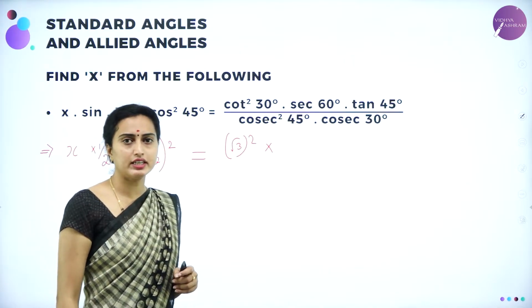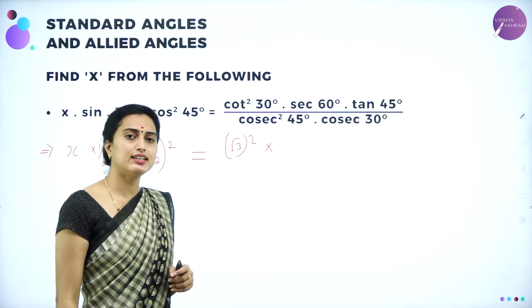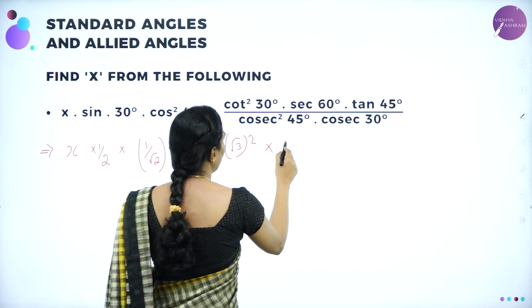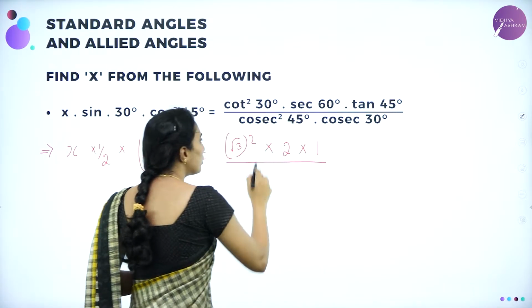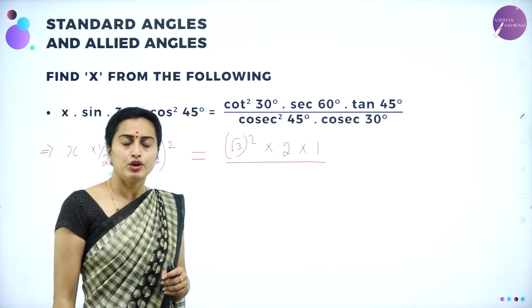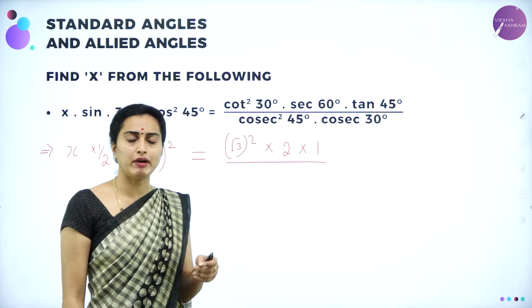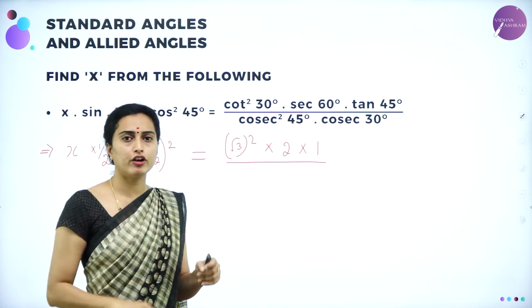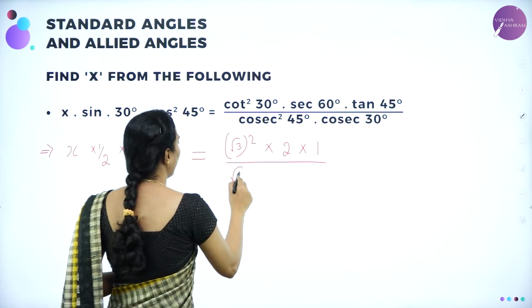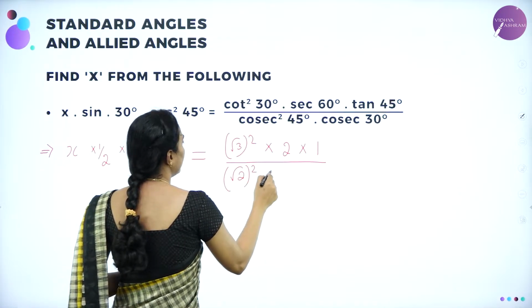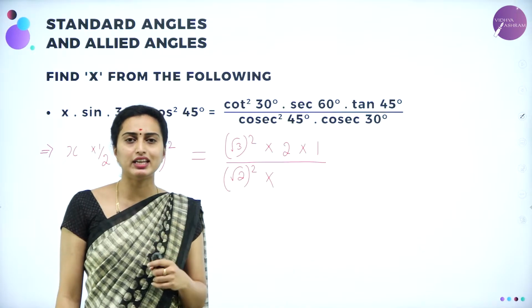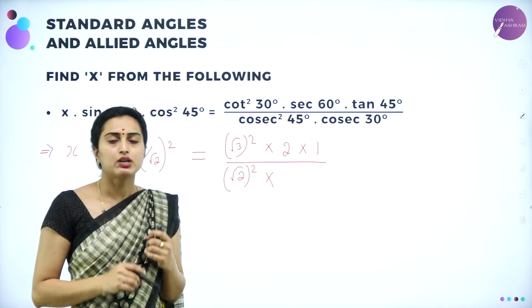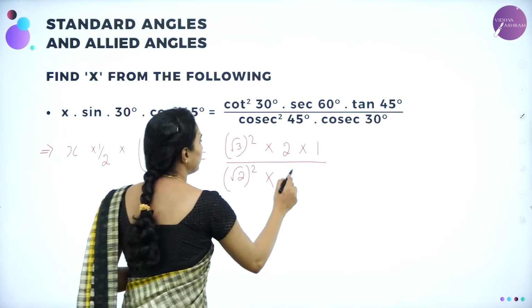What is cos 60 degree? 1 by 2. Secant 60 degree is 2. So 2 into tan 45 degree, which is 1, divided by cosecant squared 45 degree. You know sine 45 degree is 1 by root 2, so cosecant squared 45 degree is root 2 whole squared, right? Similarly, into cosecant 30 degree. You already know sine 30 degree is 1 by 2, so cosecant 30 degree is 2.